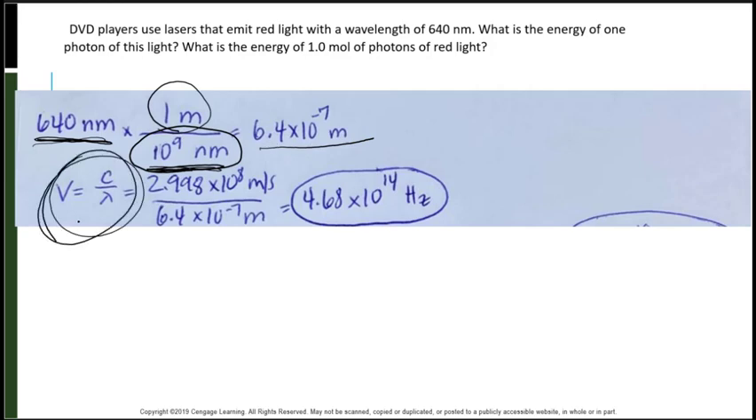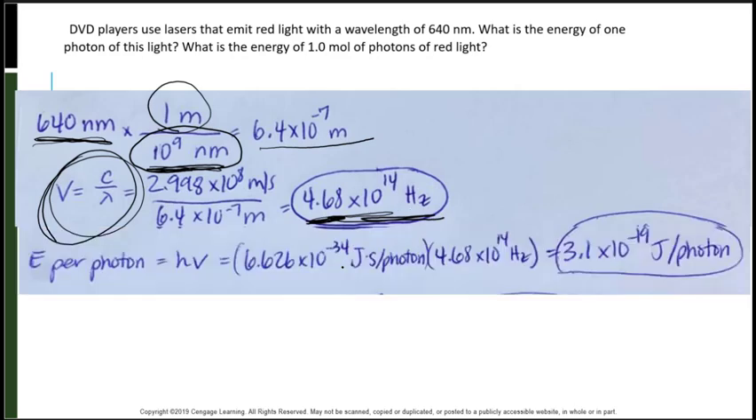I'm going to plug it into my speed equals wavelength times frequency equation to solve for frequency. I'm going to do speed divided by wavelength. That gave me 4.68 times 10 to the 14th hertz. Then I'm going to plug it into my E equals hν equation. Could I do it all at once? Absolutely, I just separated it. So I plugged in Planck's constant, h, times the frequency I just found, and I got an energy of 3.1 times 10 to the negative 19th joules per photon.